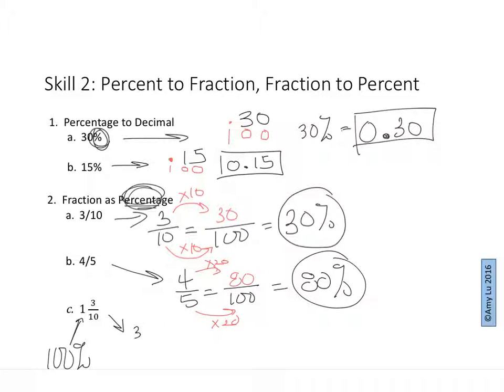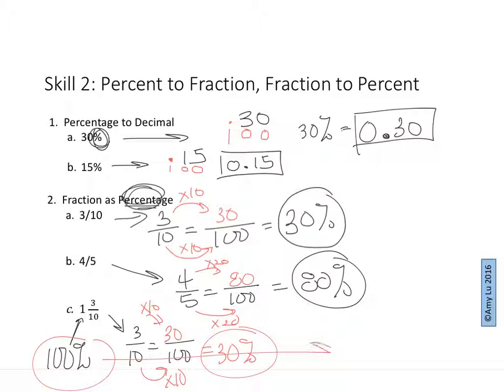So we have to change 3/10. 3/10 out of 100 is the same thing as saying 30 out of 100 because you multiply by 10. And since this makes 30%, now we have to put this and this together. So these two together make 130%, which is equal to 1 3/10. And that's it.